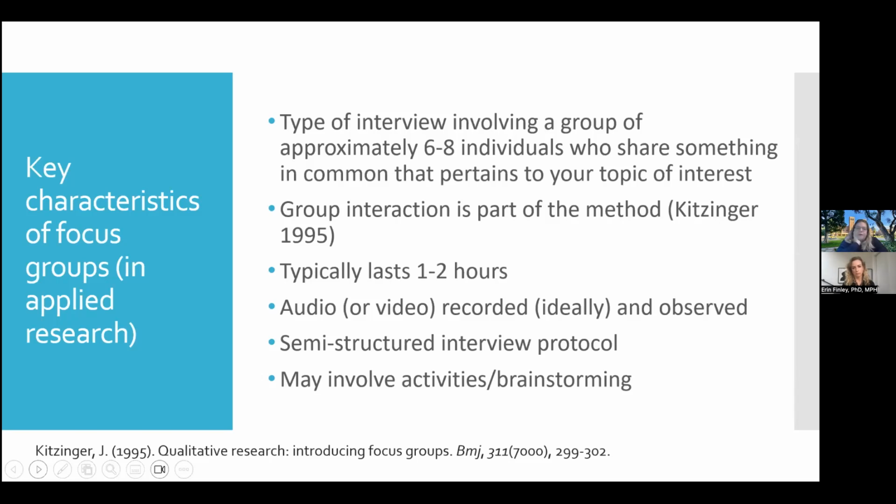We're going to talk about focus groups in applied research, which I think is an important distinction to how you might use focus groups in maybe more highly exploratory work, in the sense that we're going to walk you through semi-structured interview protocol development, which is going to be more appropriate for implementation research, which we're certainly putting in that bucket of applied research. And you also may include activities or brainstormings in your focus groups, and we'll talk about those as well. Erin, do you want to take it over for a little bit?